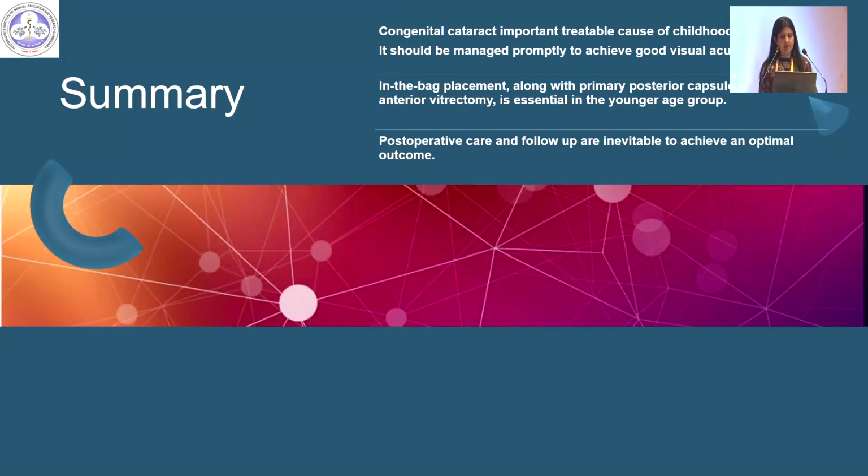So to summarize, congenital cataract is an important treatable cause of childhood blindness. It should be managed promptly to achieve good visual acuity. In the bag placement, along with primary posterior capsulotomy and anterior vitrectomy, is essential in the younger age group, and post-operative care and follow-up are inevitable to achieve a good outcome.